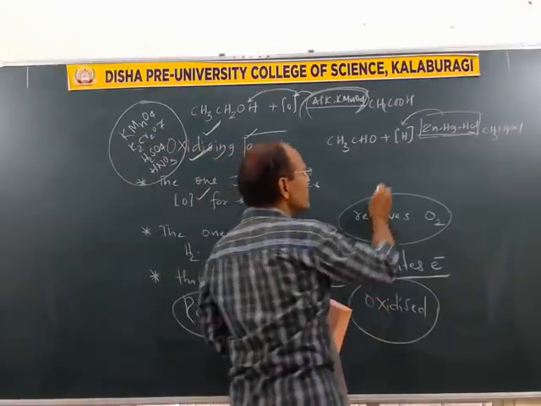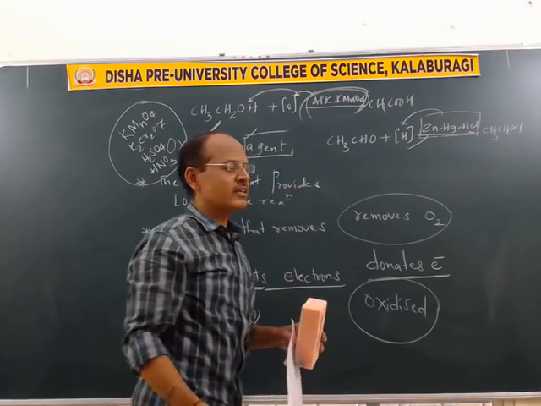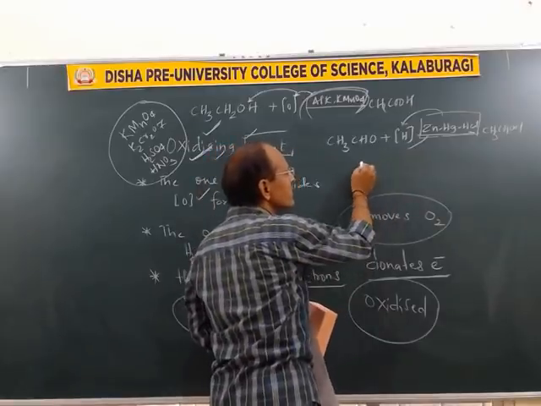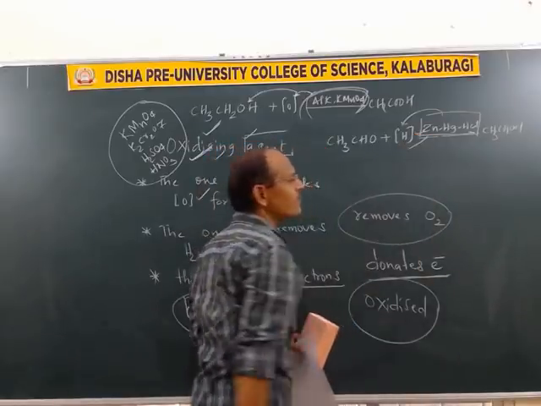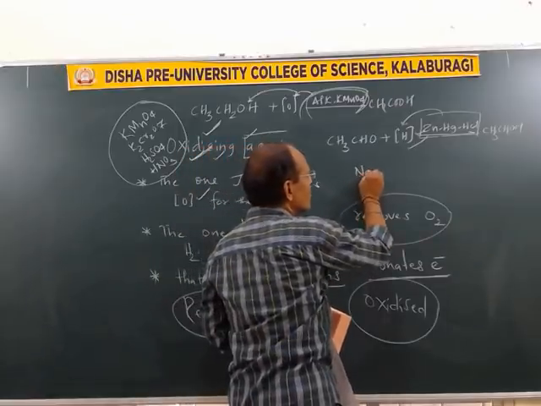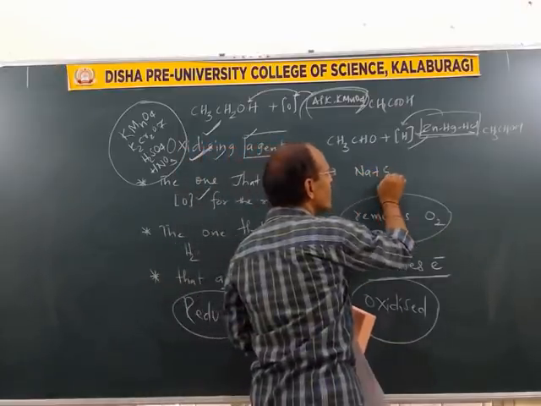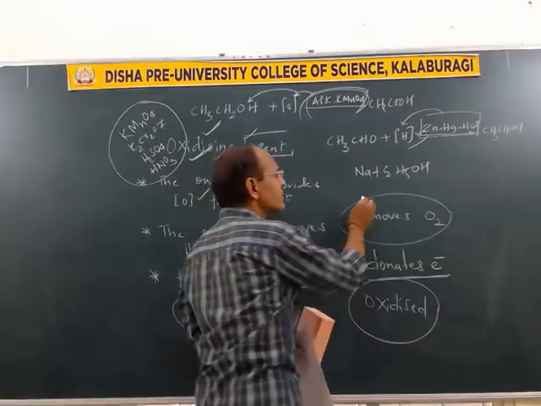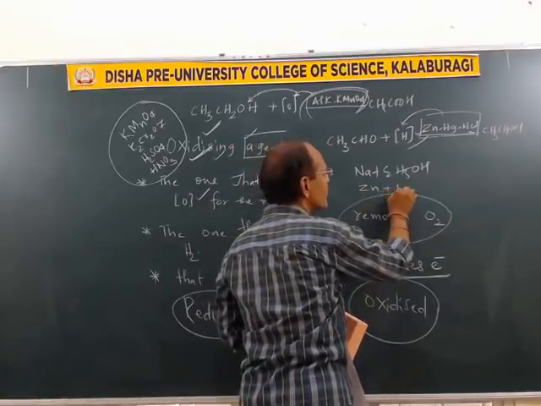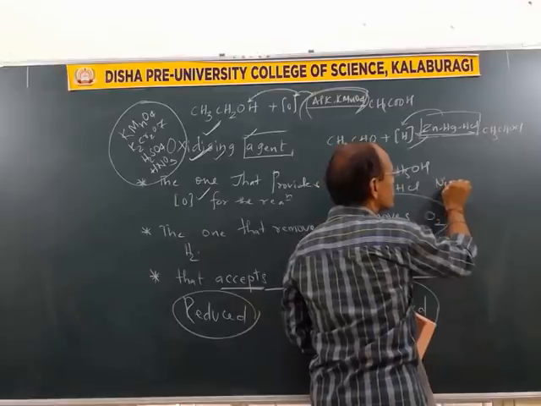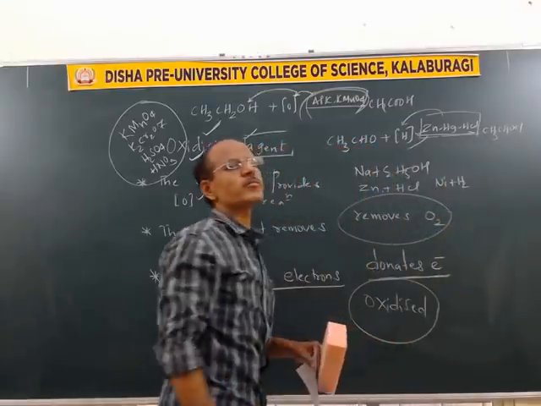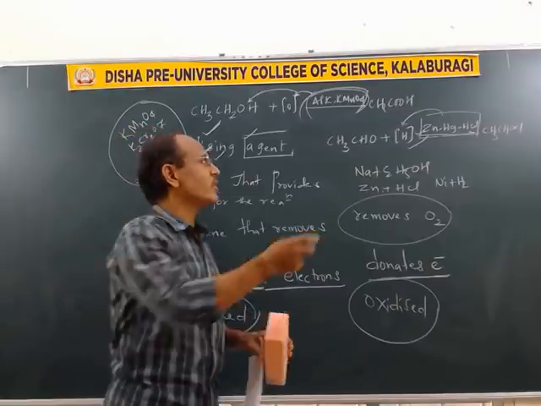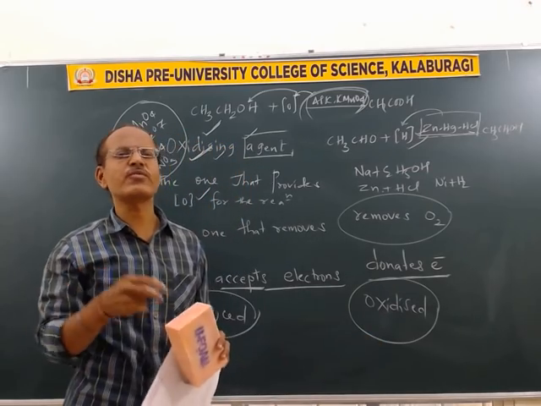So therefore, what is a reducing agent? It may be any of these. And another important point, examples: you can take zinc amalgam with HCl, sodium with ethyl alcohol, zinc with HCl, nickel with hydrogen. Many examples you will find. Particularly transition metal with hydrogen, they always act as reducing agent, except few.